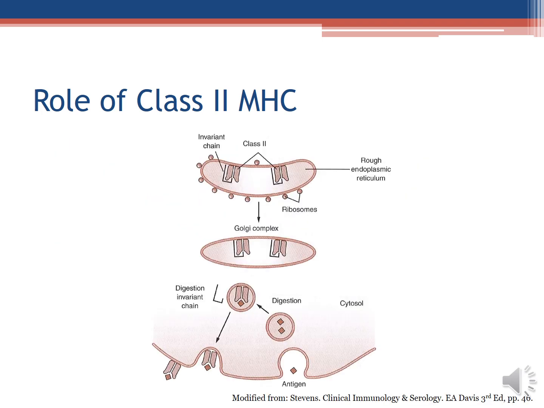And here is a little diagram representing the APC processing these antigens. So obviously at the very bottom you see the antigen is getting engulfed, and then it will be put onto the MHC Class II and then pushed out onto the outer surface of the membrane in order for it to present to our CD4 T cells.